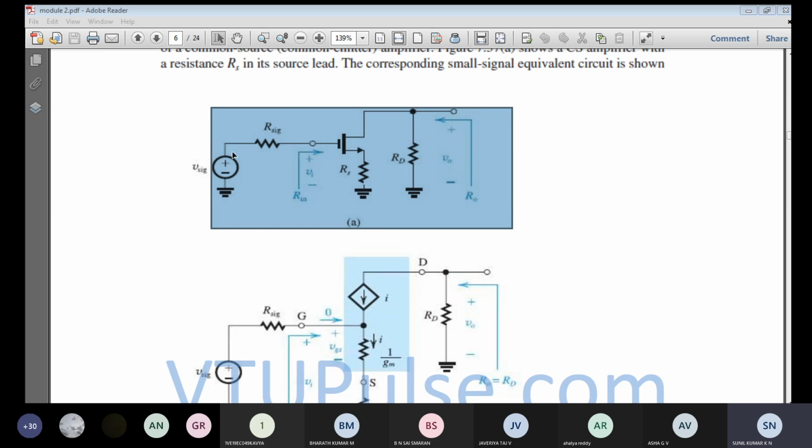Now for this small signal model, some of the analysis will be difficult. So in order to make it simpler, we are going to make a little alternative of this arrangement. The small signal model will lead to a new model which is easier to analyze, easier to understand, as well as easier to calculate the terminal currents as well as terminal voltages. So we are going to alternate this small signal model to the corresponding equivalent circuit.